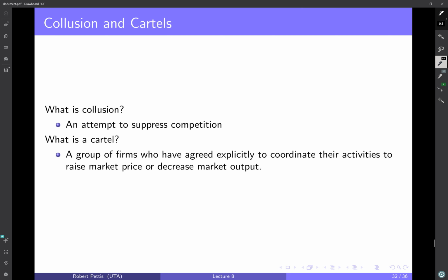And again, this next stuff, I just kind of want you to know about it. I'm not going to go into too much detail. I'm going to skip past some of this stuff. So this basically is called collusion and cartel. So what's collusion? That's basically when groups get together and they try to suppress competition. And cartels collude. They coordinate their activities.